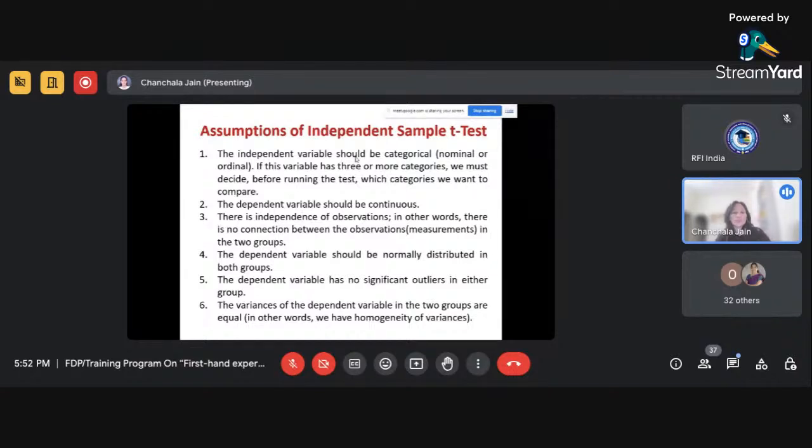Out of these 6, you can see the first 3 you need to only observe, and by observing we can meet them. But for the remaining 3, we need to take the help of our software, and that way we can check these assumptions for the independent sample t-test, right? So I hope assumptions are clear to everyone.